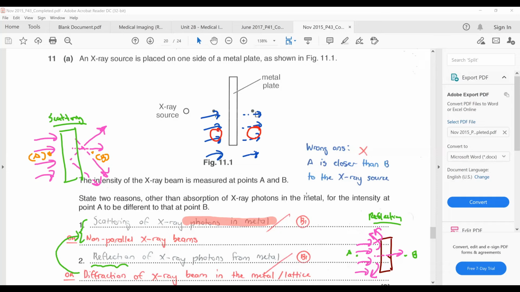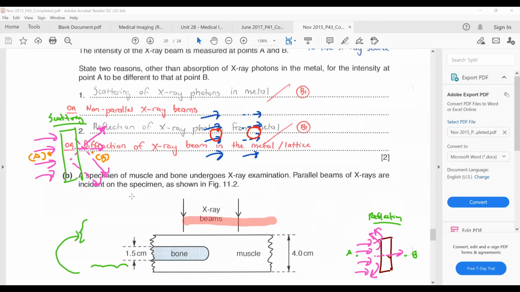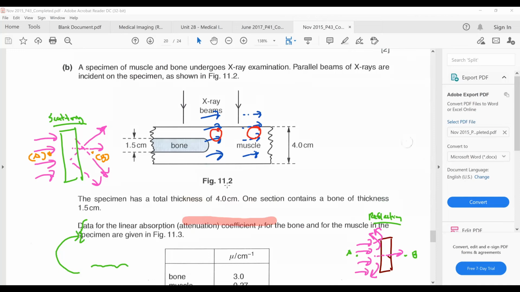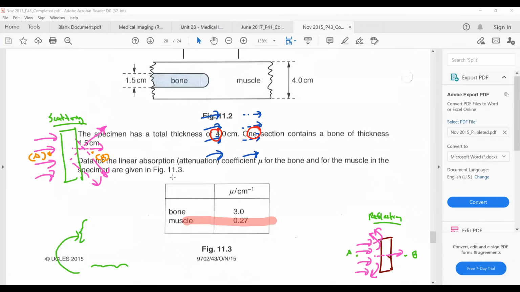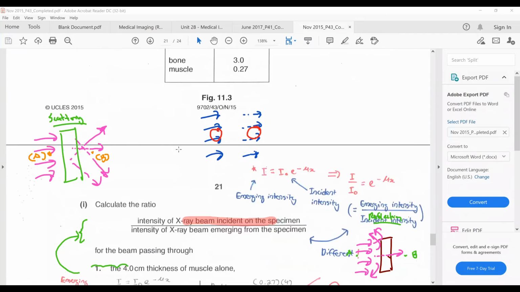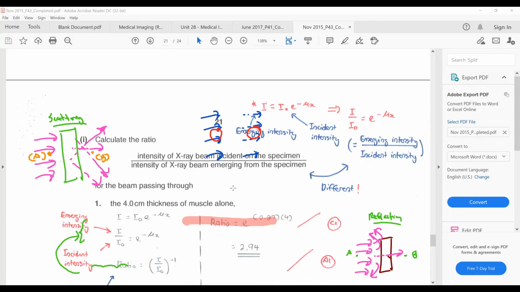Then if nothing else, let's just have a look at the question at the bottom. Okay, now a specimen of muscle and bone undergoes X-ray examination. Parallel beams of X-rays are incident on the specimen as shown in figure 11.2. They told you that the specimen has a total thickness of 4 cm. A section contains a bone of thickness 1.5 cm. Data for the linear attenuation coefficient mu for the bone and for the muscle in the specimen are given in figure 11.3. Now, calculate the ratio of intensity of the X-ray beam incident on the specimen and intensity of the X-ray beam emerging from the specimen.